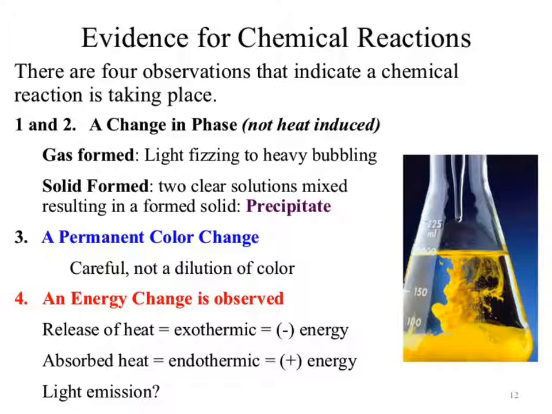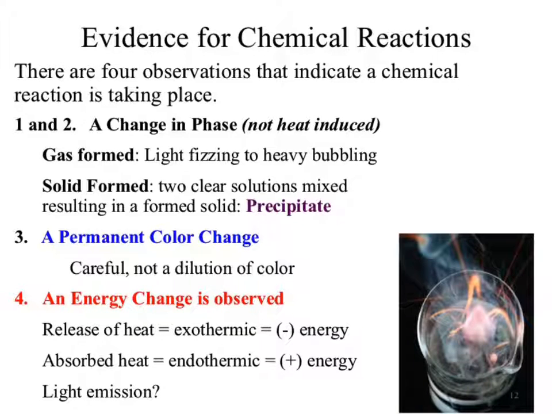The last one, energy changes. A release of heat is exothermic. This is typically signified by a negative energy if you were to do a calculation. Absorption of heat is an endothermic reaction. This is referred to as a positive energy. Light emission. Is light a form of energy? Yes. So if I run a reaction and I see light, what does that mean?